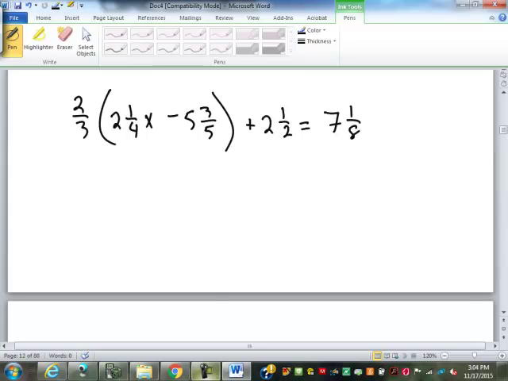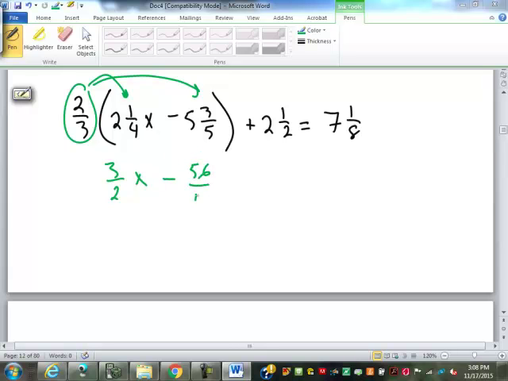Go ahead and give that one a shot in your notes. So of course our first step here would be to do 2/3 times 2 and 1/4, which is going to give us what? 3 over 2, x. So then we got 2/3 times a negative 5 3/5, which is 56 over 15.